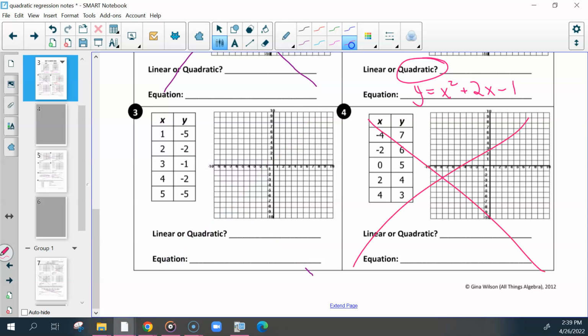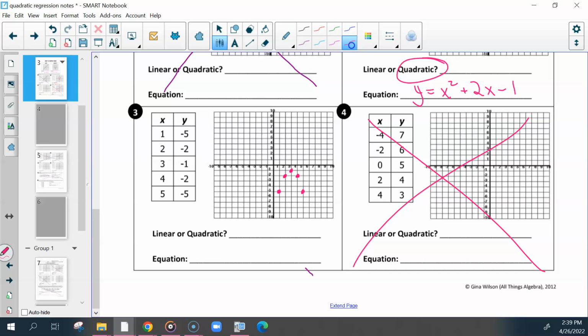It was supposed to be 3, and I crossed out 4. But, alright, let's try again. So negative 1, negative 5, 2, wow, this is 1, negative 5, 2, negative 2, 3, negative 1, 4, negative 2, and 5, negative 5.